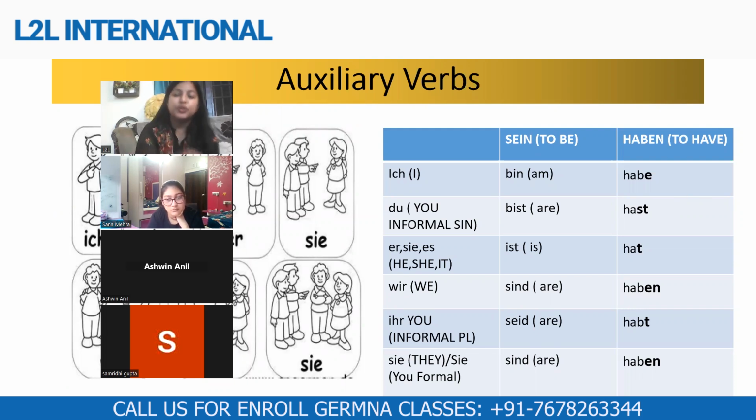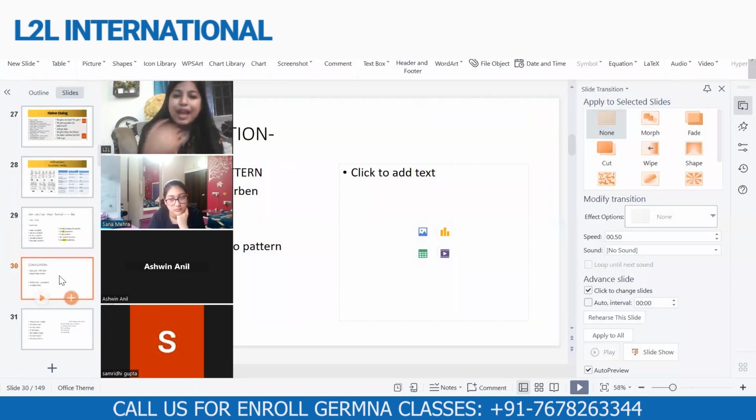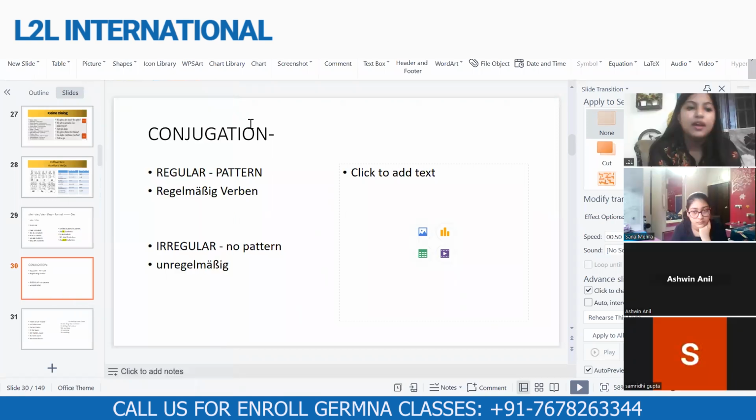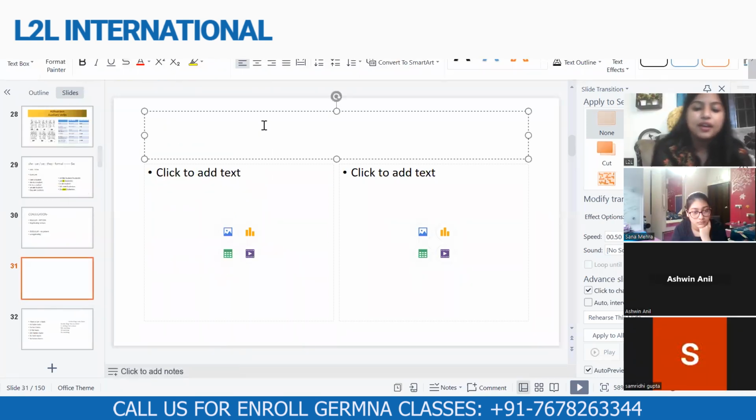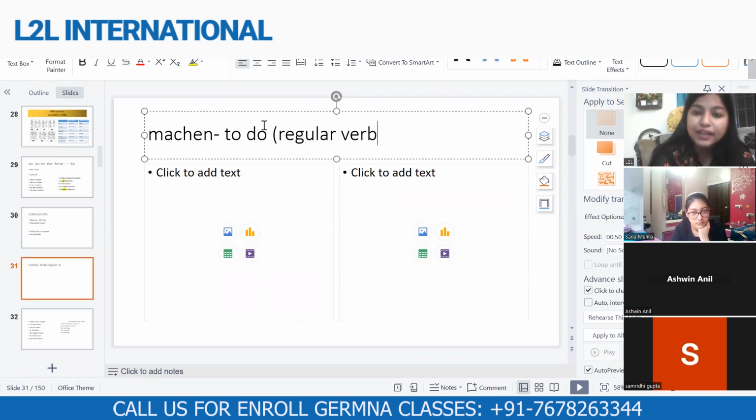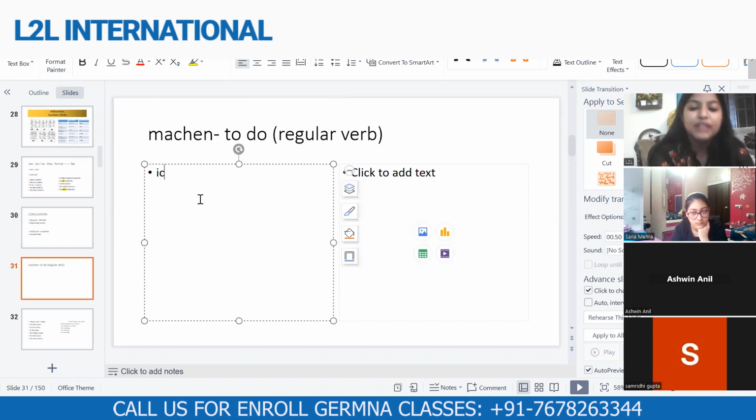Okay, let's decode together. We'll first discuss what regular verbs are. I'll give you two verbs and I will not do anything. You will conjugate the verb yourself without my help. So the first verb that we are doing is machen. Machen means to do, and machen is a regular verb. Why is it a regular verb and how? We need to conjugate machen with all the pronouns.